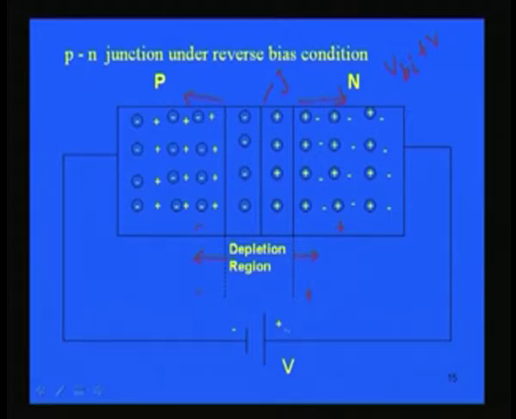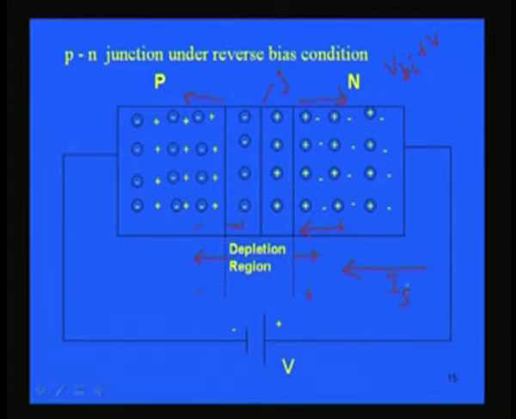So, the positive terminal of the battery will be repelling these minority carriers, which are holes from the N side, to cross over. Similarly, the negative terminal will be repelling the electrons to cross over. So, a current will flow, called the reverse saturation current. IS is a reverse saturation current that will flow in this direction, which is opposite to the forward biased current. But this is very small, as we know the minority carrier concentration is very less.